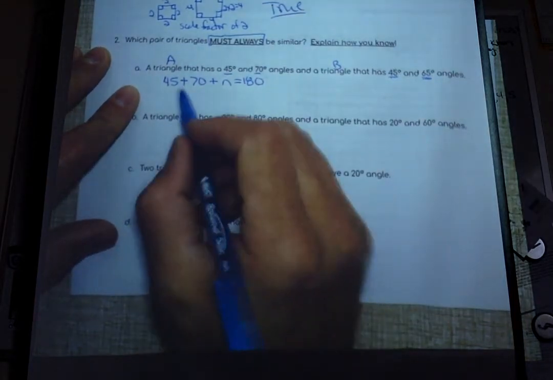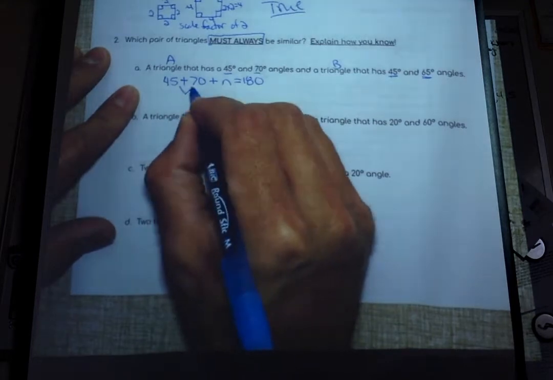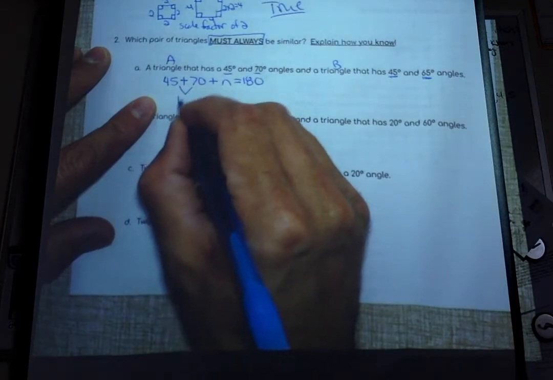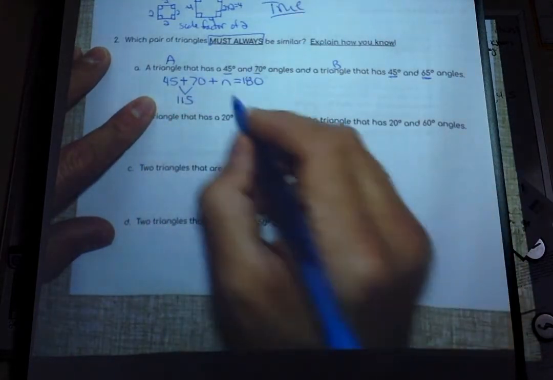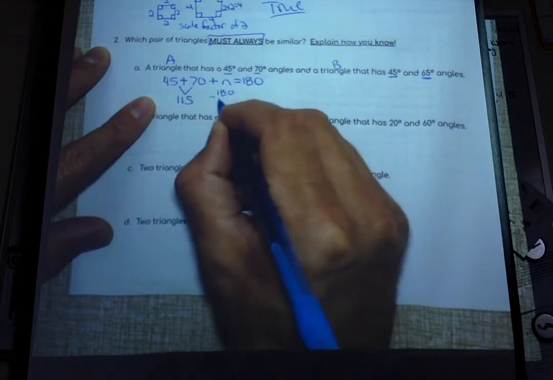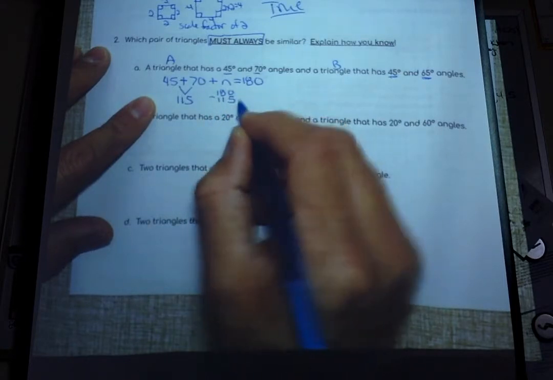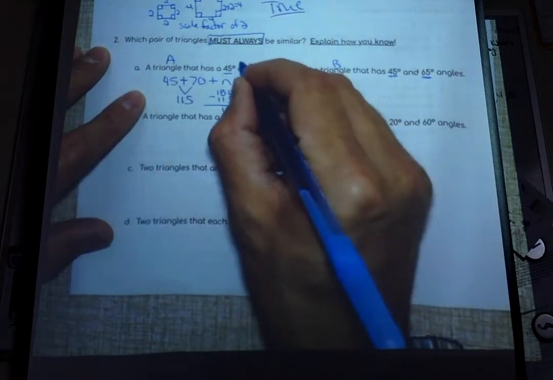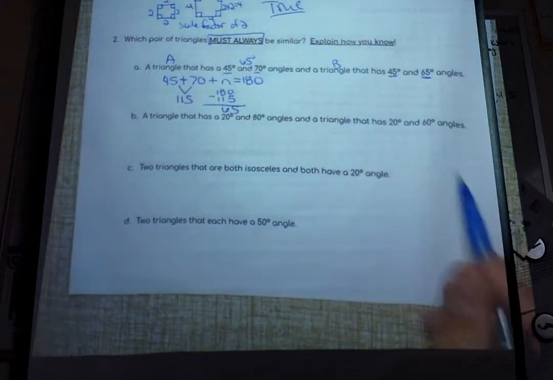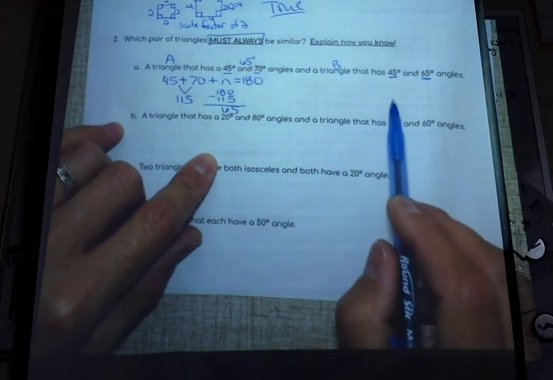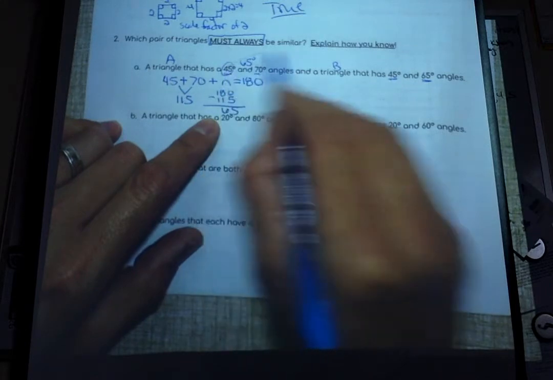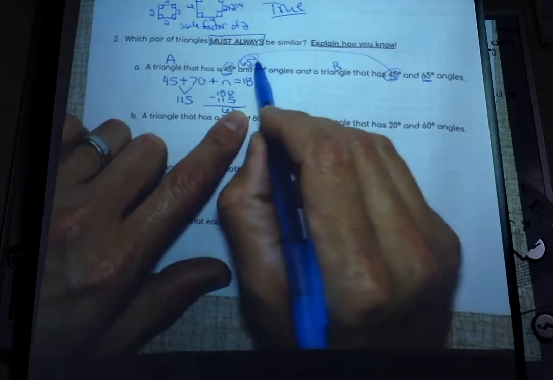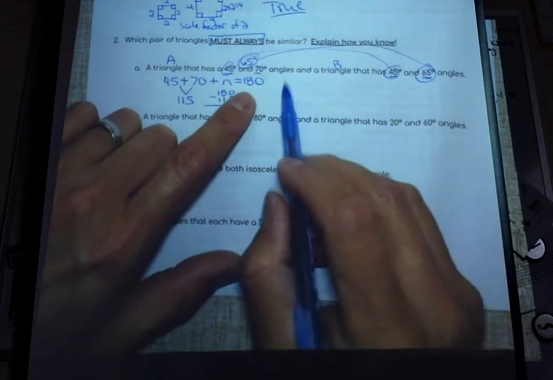So to solve this, we add these together. So 70 and 45 is 115. And we're going to subtract 180 minus 115. And we get 65. So our third angle is 65. So let's figure out if we have the same angles. So we have a 45 and a 45. We have a 65 and a 65. And we can test.